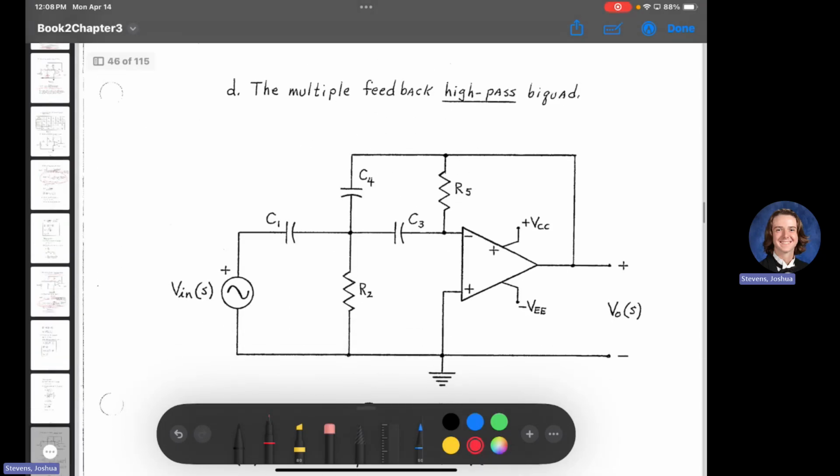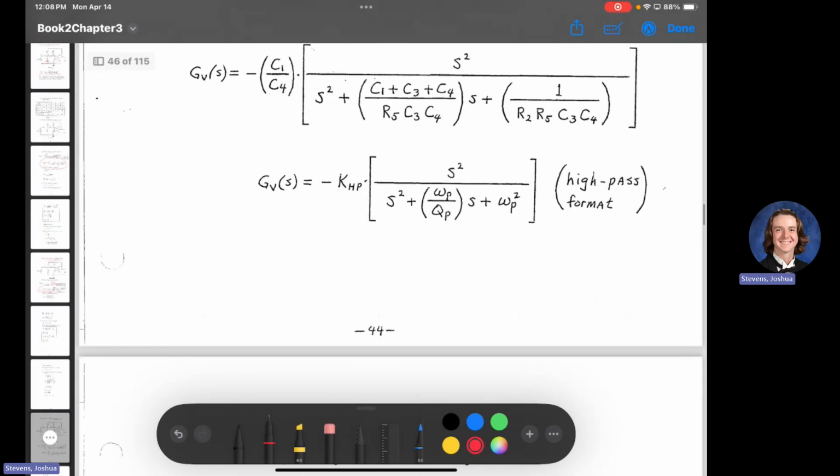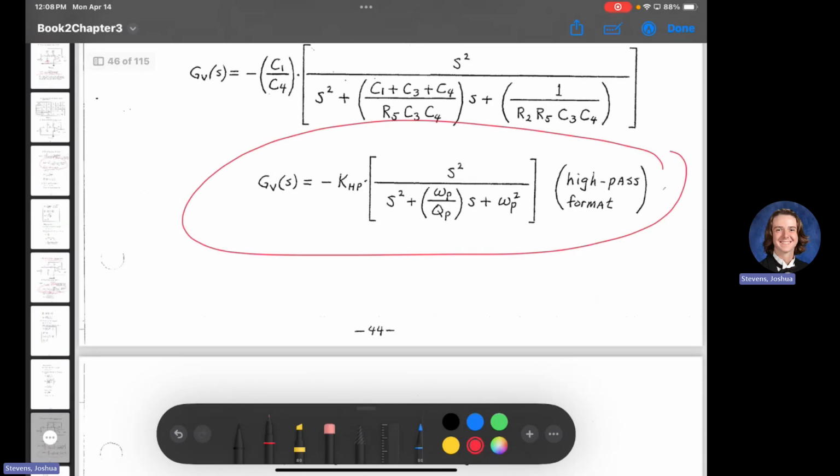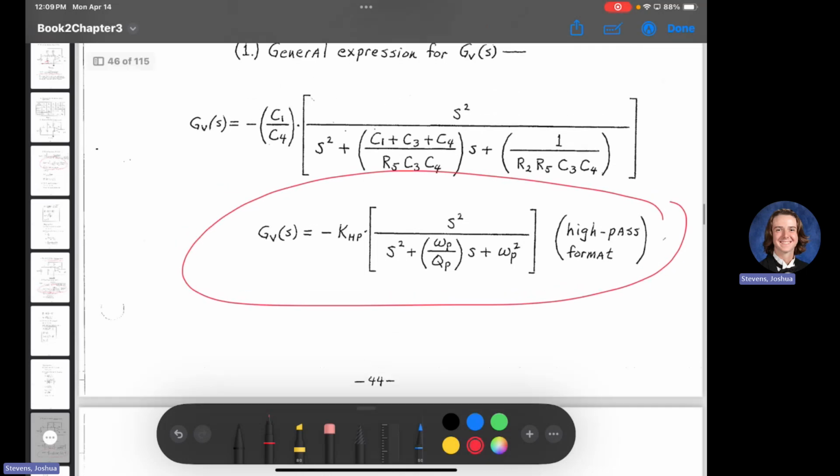And then finally, high pass. What's in the numerator? S squared. So that tells you what you have. S squared is high pass. Something times S is going to be your band pass. And then just a numerical term, period, is going to be your low pass. Does that make sense? Low pass was 41. The band pass was 43. And high pass was 47.